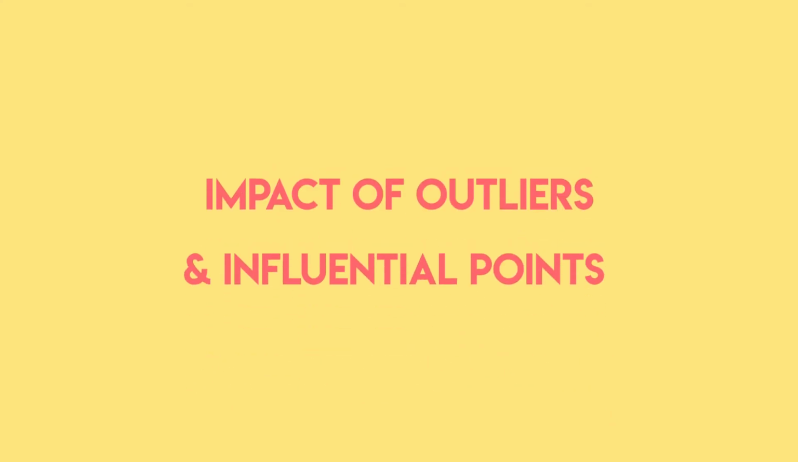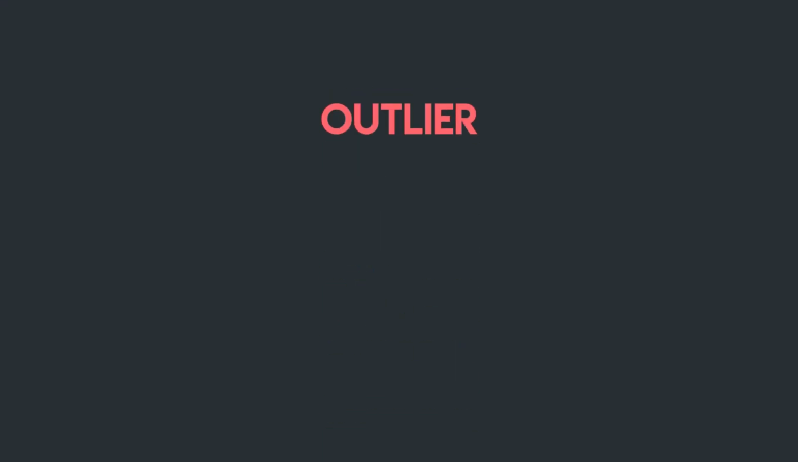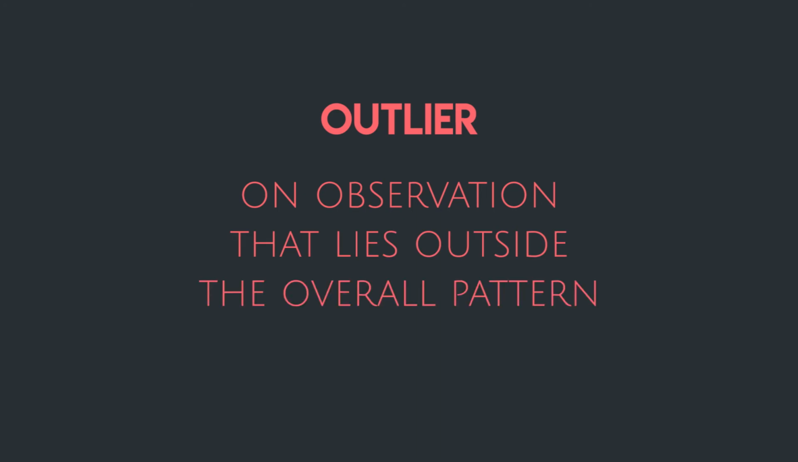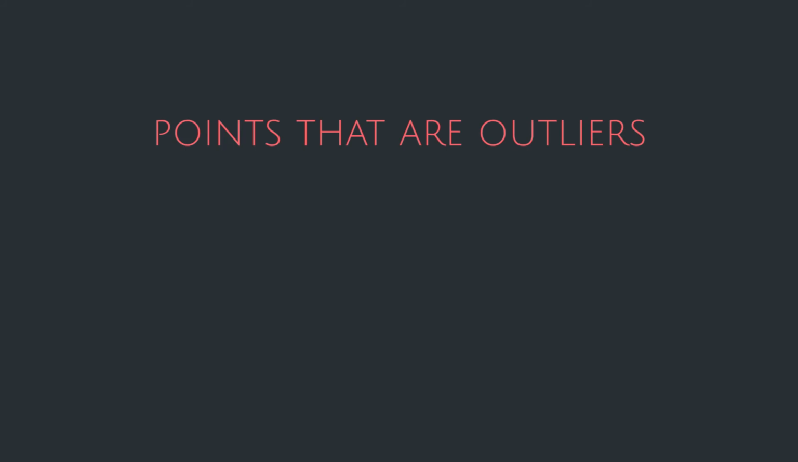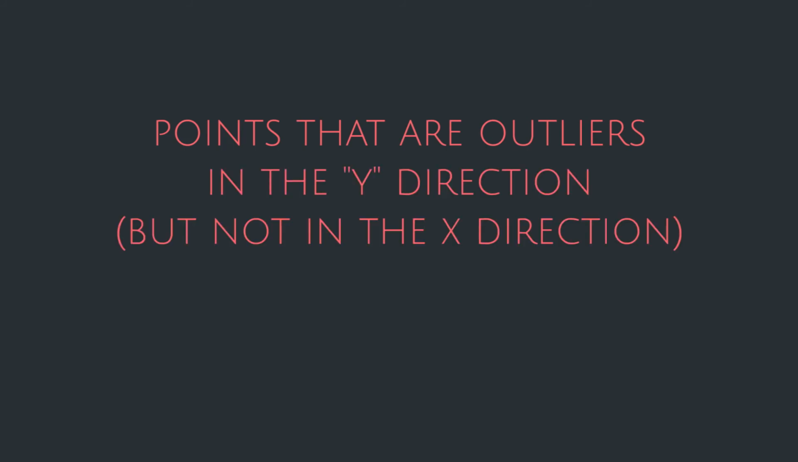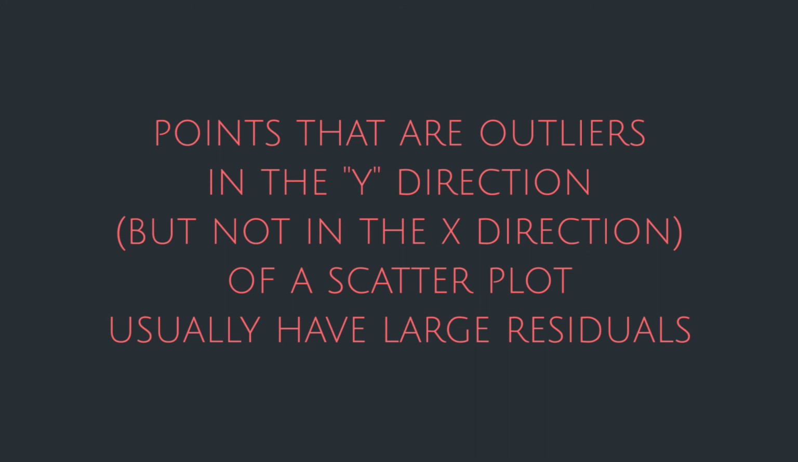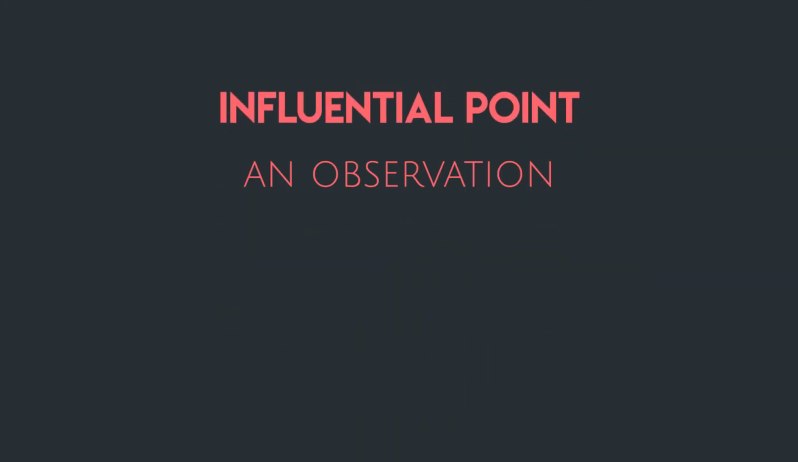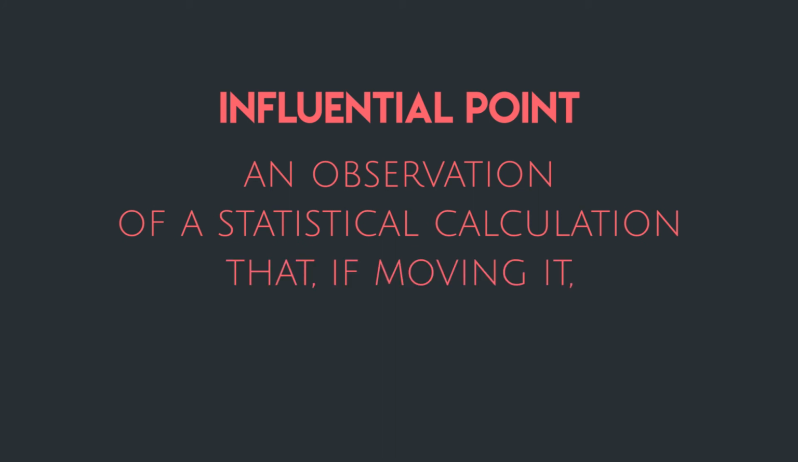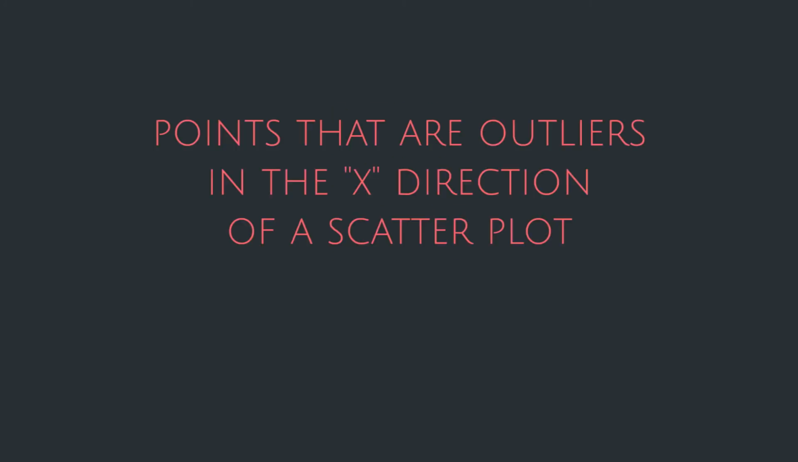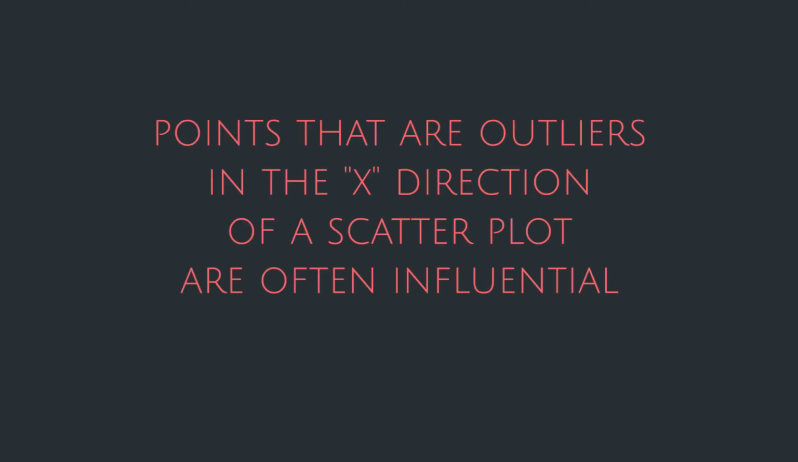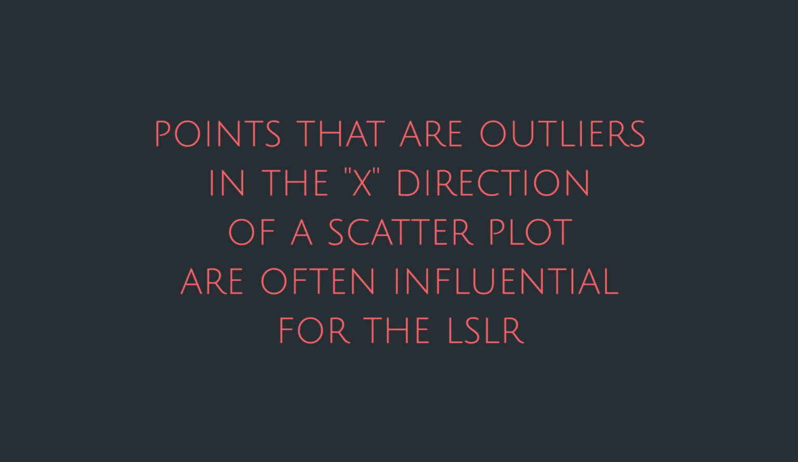Impact of outliers and influential points. An outlier is an observation that lies outside the overall pattern of the other observations. The impact of it is that points that are outliers in the y direction but not in the x direction of a scatter plot usually have large residuals. An influential point is an observation of a statistical calculation that, if moving it, would result in a change of the calculation. The impact of it is that points that are outliers in the x direction of a scatter plot are often influential for the least squares regression line.